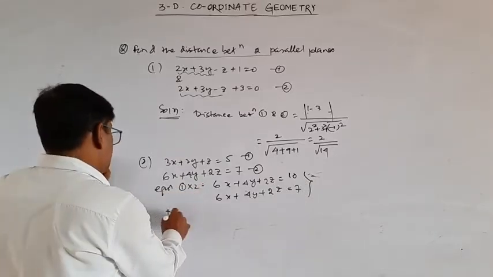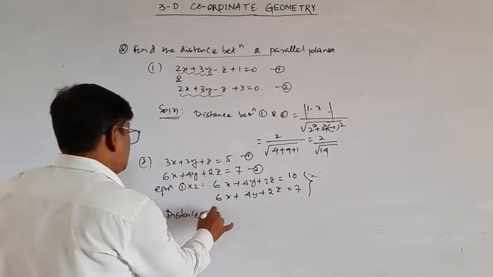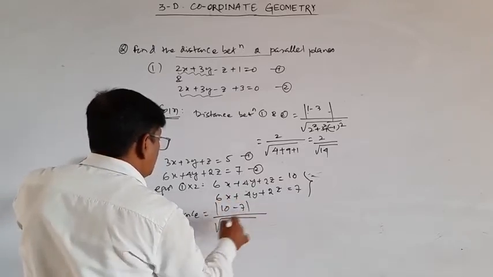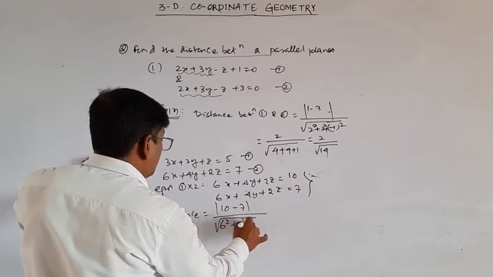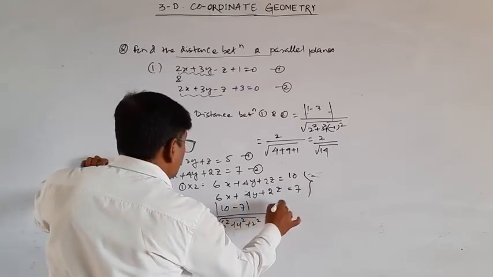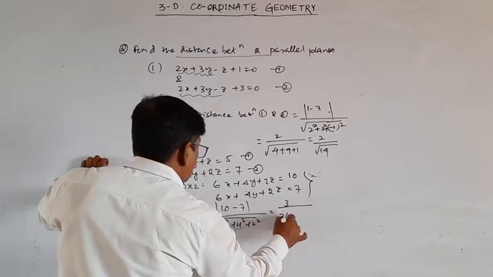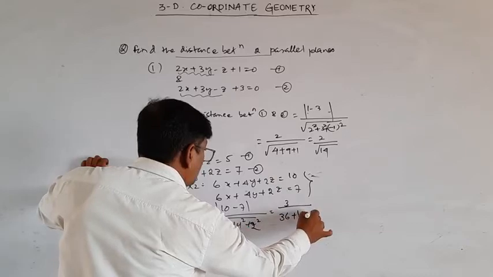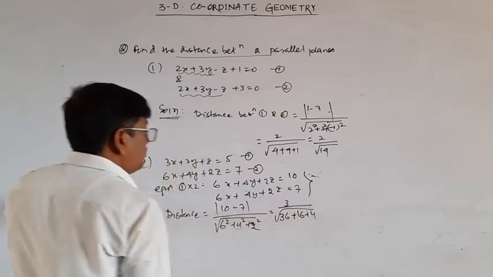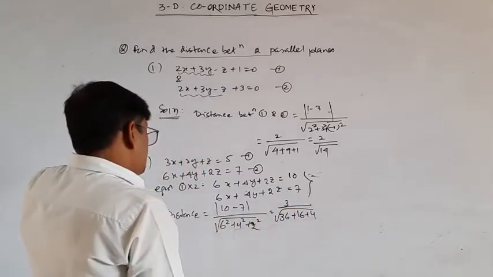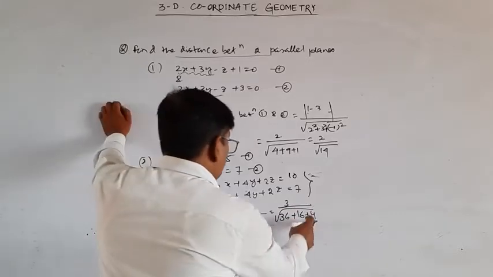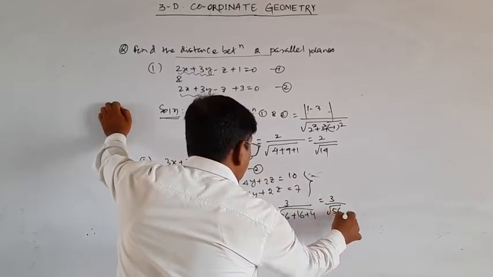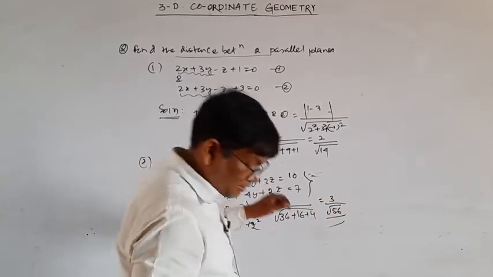So distance is equal to |10 minus 7| divided by root over 6 square plus 4 square plus 2 square. So 3 by root over 36 plus 16 plus 4. So this is 20 plus 36, 56. So 3 by root over 56 is the answer. Now it is Cartesian form.